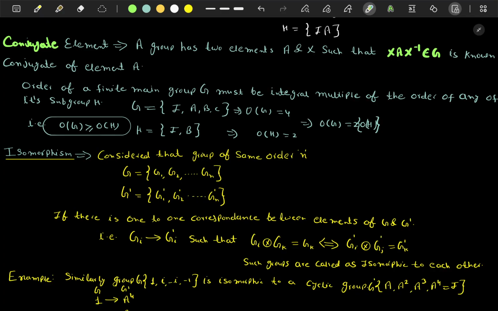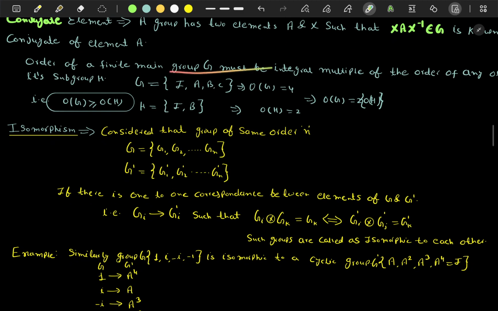The order of a finite group G must be an integral multiple of the order of any of its subgroups. What does it mean? We have any finite group, that is G, and its order is an integral multiple of the order of any subgroup H. What is it saying? Look at this. It has order of 4 and its subgroup is this. So order of H will always be less than or equal to order of G. Means a subgroup can never have order greater than its original group. The order of G will always be an integral multiple of the order of its subgroup. This is the whole statement.